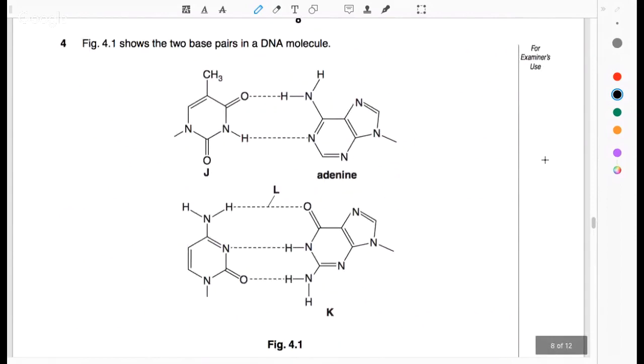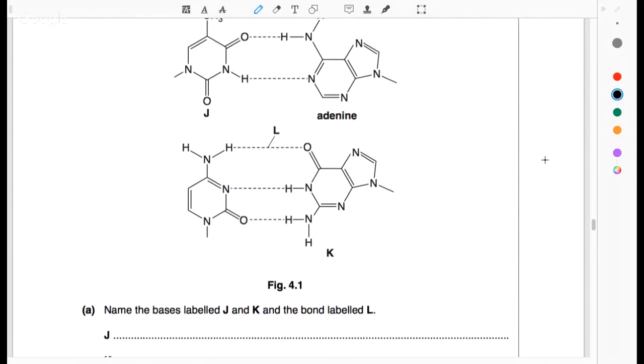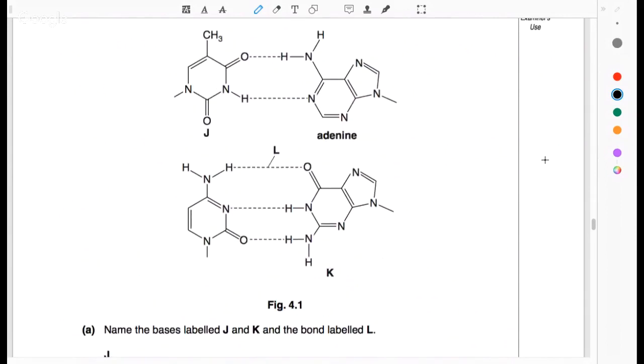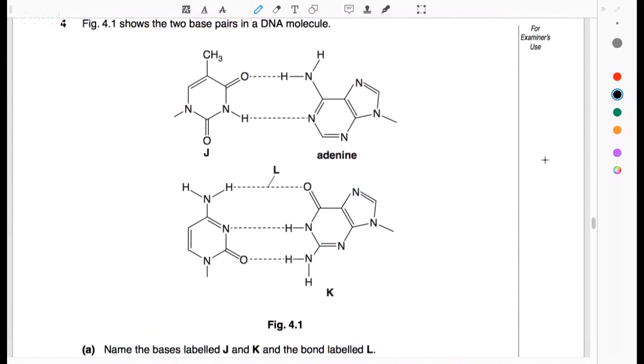Okay, we've got 2 base pairs of the DNA molecule. In the bases J and K and the bond labeled L. J thymine, K guanine, L hydrogen bond. Okay, good.